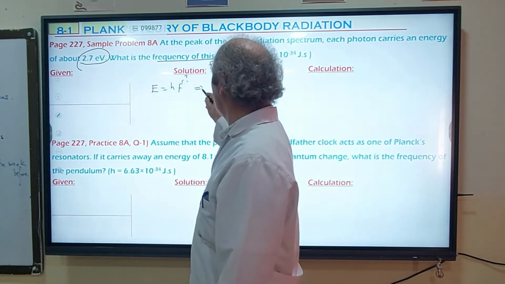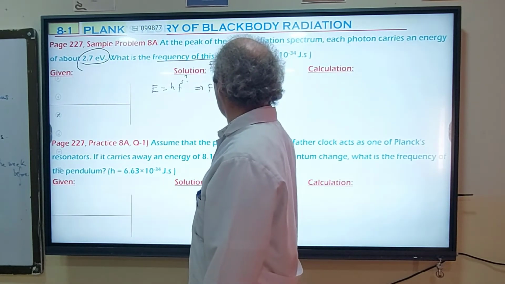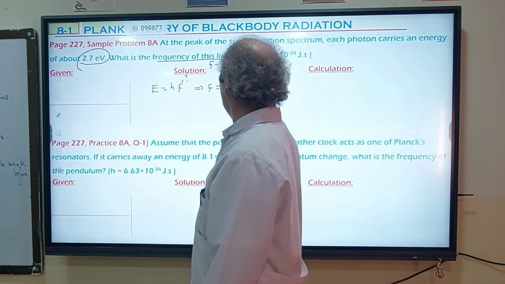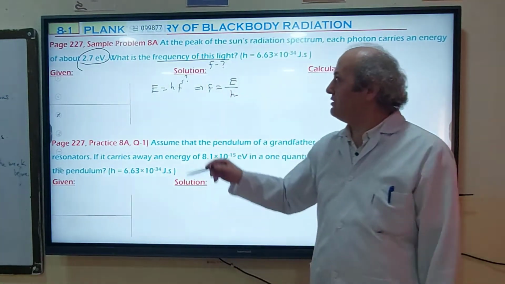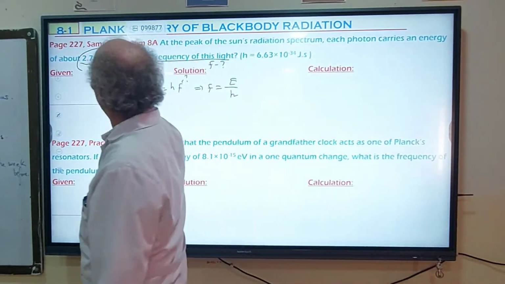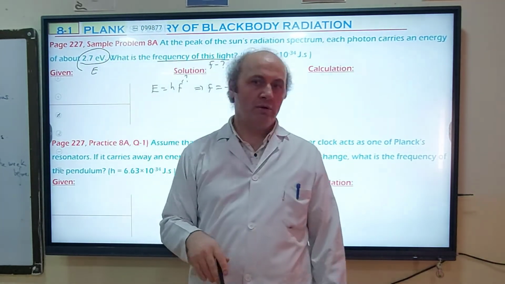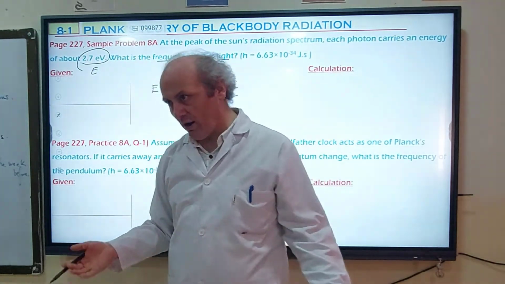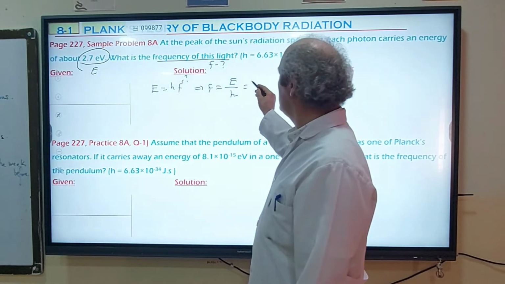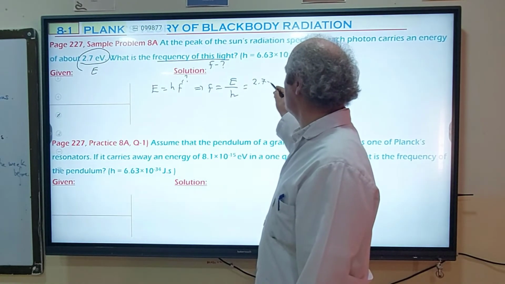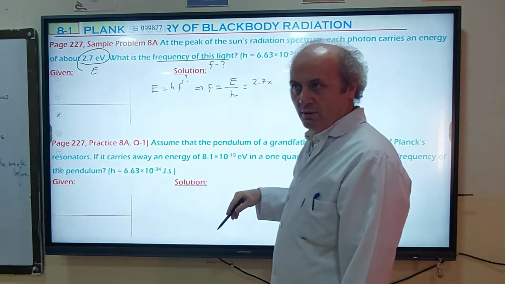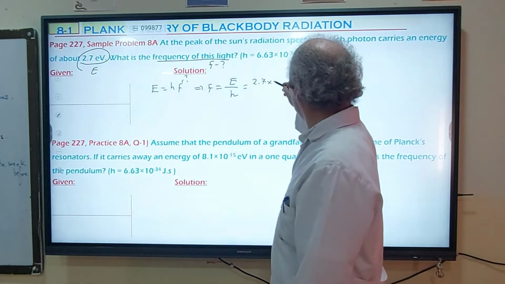How can I calculate it? Divided by h. f is equal to E divided by h. E is given as how much? 2.7 electron volt. We have to convert it to joule. We know how to convert it: 2.7 electron volts multiplied by 1.6 times 10 to the power of negative 19.